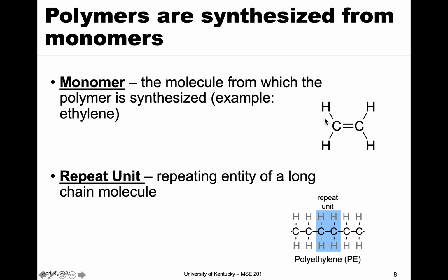So in the process of synthesizing, which we'll talk about next, this carbon double bond is broken and it allows us to form a chain. So the monomer is the molecule that makes the polymer. So there's a subtle difference between a monomer and a repeat structure or repeat unit.